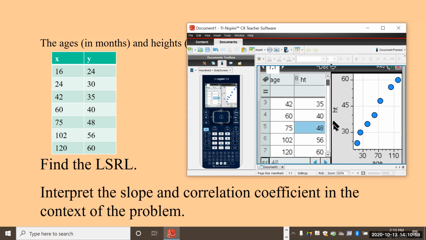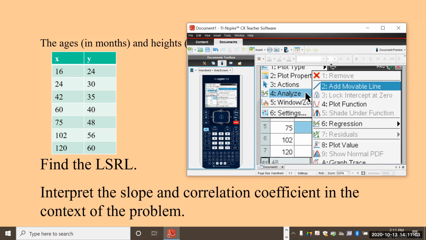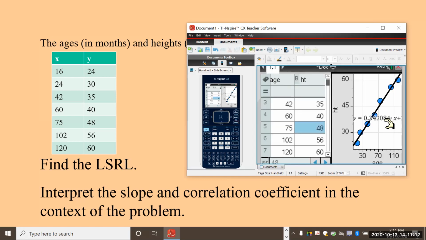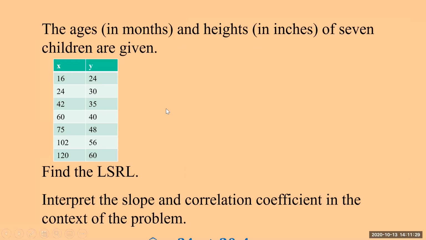From here, you can also find the least squares regression line by hitting menu, analyze, and notice we want the regression. Well, what kind of line do we want? It looks like a linear line, so mx plus b. And notice it gives you the equation right here. Y hat would equal 0.34x plus 20.4. So 2 ways to find it. Again, here you don't actually get your R value, which is why you need to do it from the table. Okay.